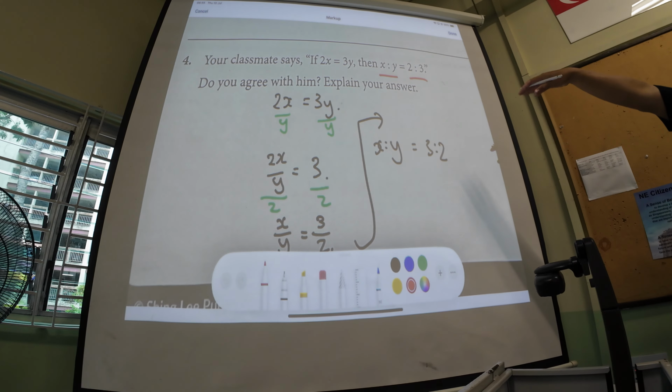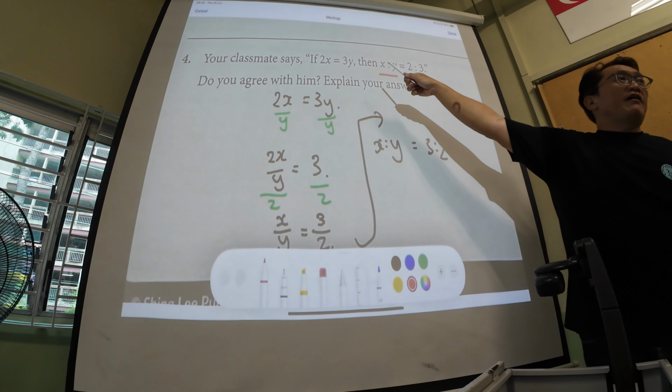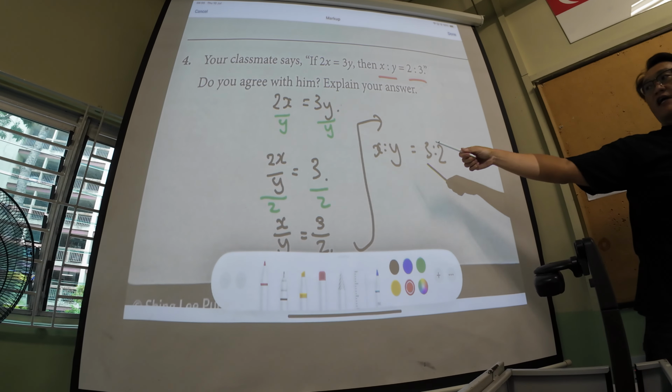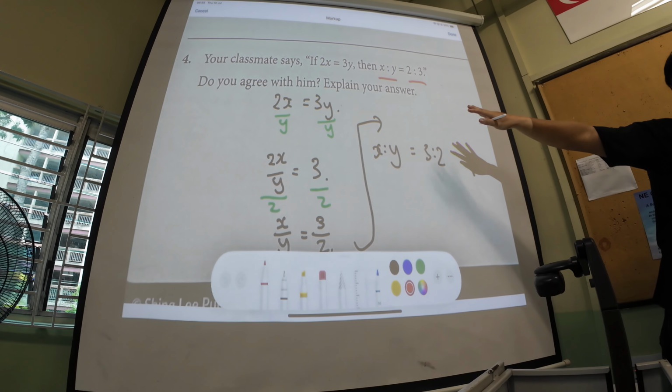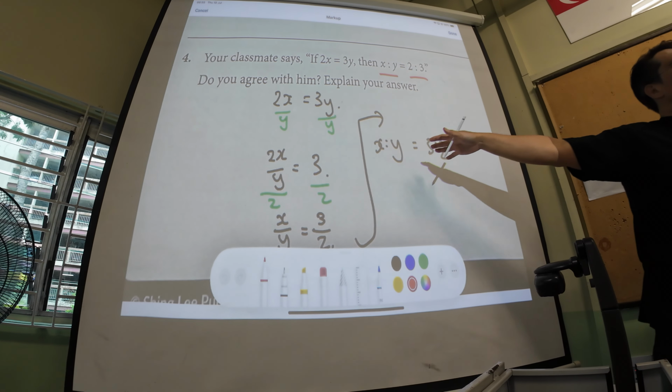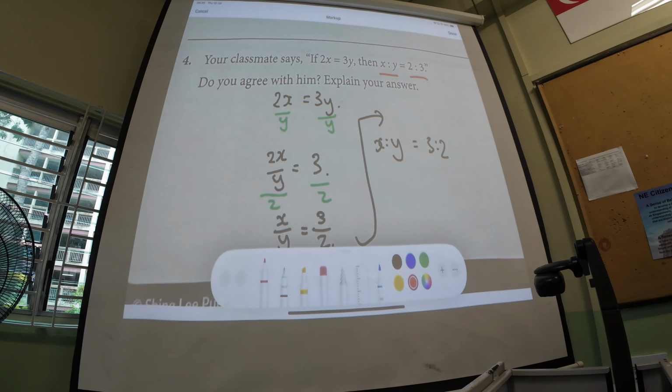Okay? So sometimes we have to change and use ratio. Sometimes we have to convert it into fraction to get to our answer. But this one usually won't come out in your exam. But I want you all to know ratio and fraction, they work in the same way.